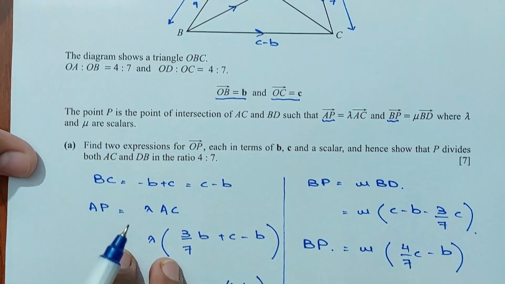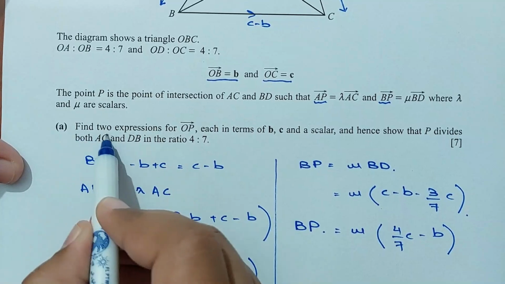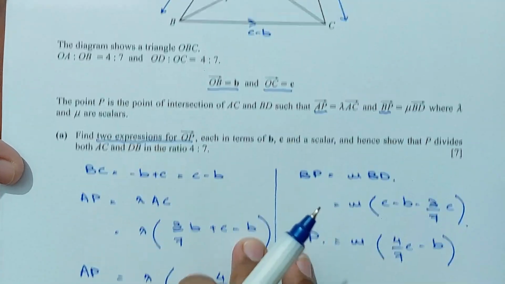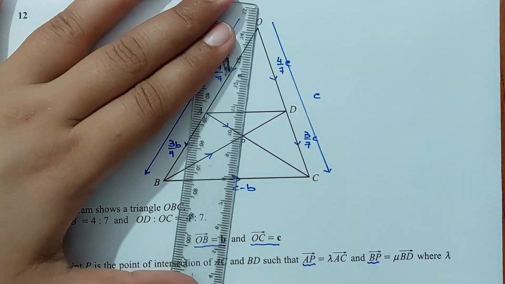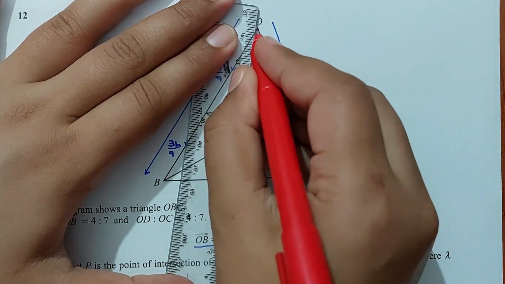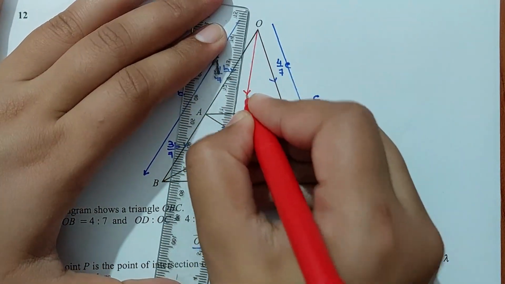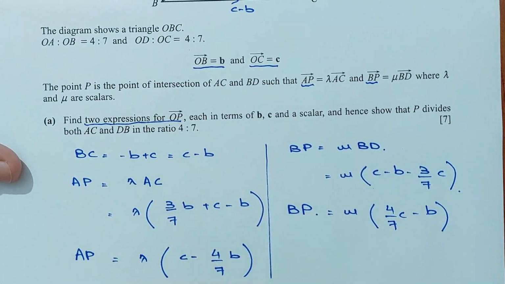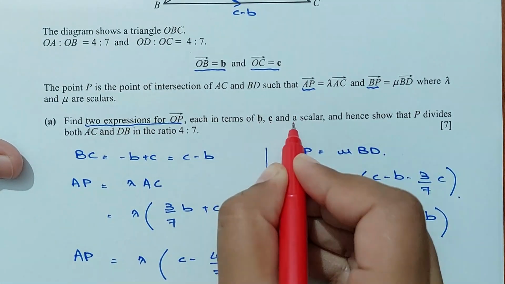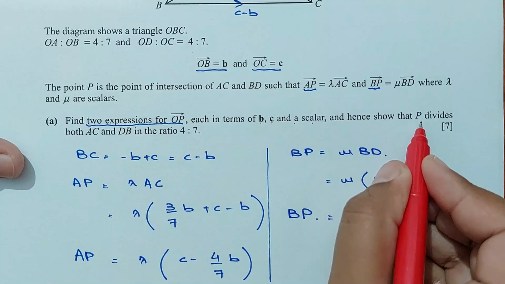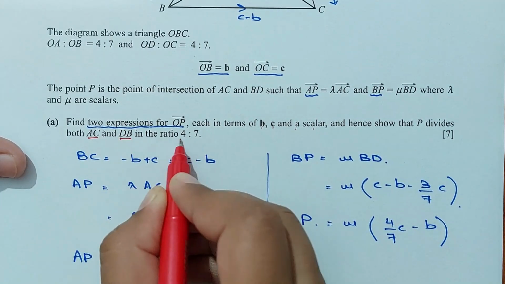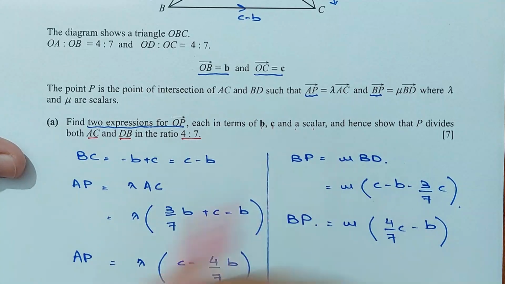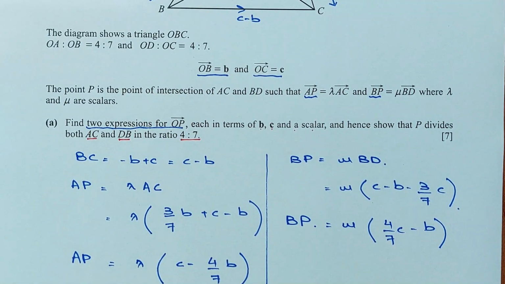Lambda and mu are scalars. Now for part A, find two expressions for OP. Okay, O to P. We have to find two expressions. Let me join O to this P. We have to find two expressions each in terms of B, C and a scalar, and hence show that P divides AC and DB in the ratio of 4:7. So first let me find the two expressions and then we can work on the rest of the part.